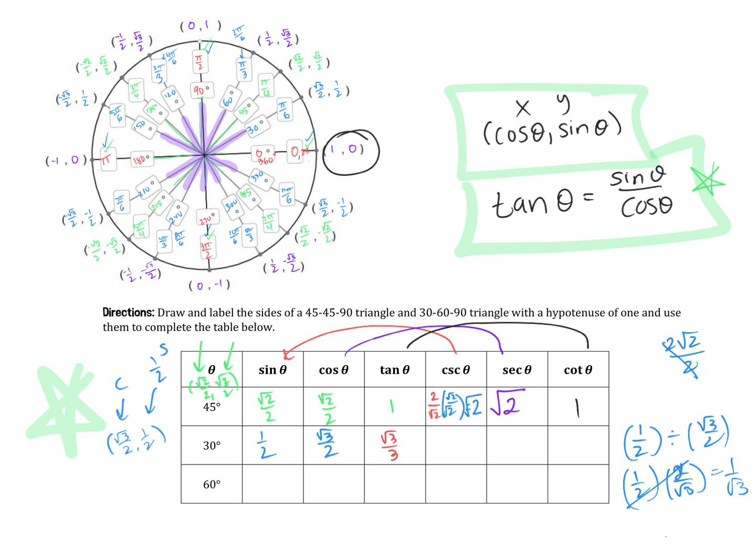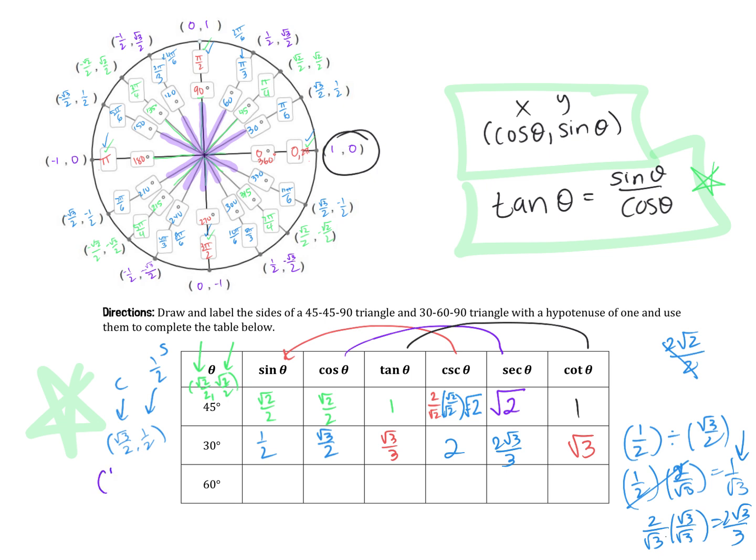Now I can find the inverses. So the reciprocal of 1/2 is 2. The reciprocal of root 3 over 2 is going to be 2 over root 3, and if I rationalize that denominator, 2 root 3 over 3. The reciprocal of root 3 over 3, or the reciprocal of 1 over root 3, is going to be root 3.